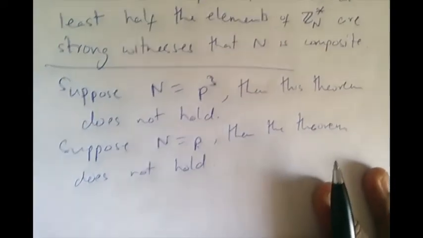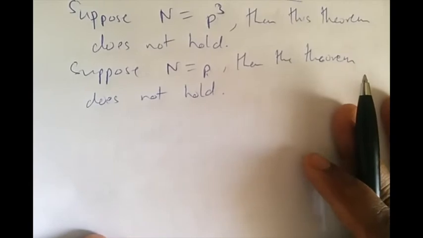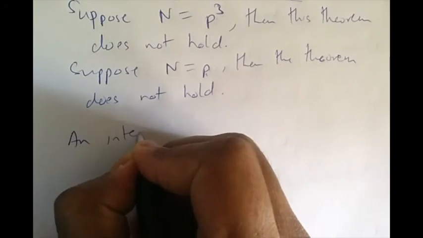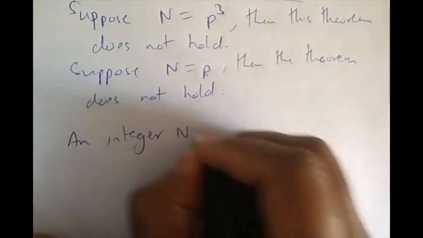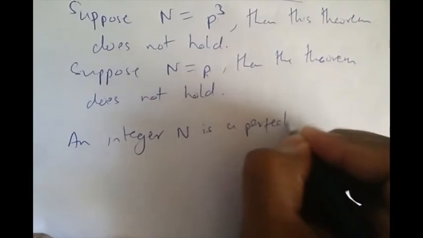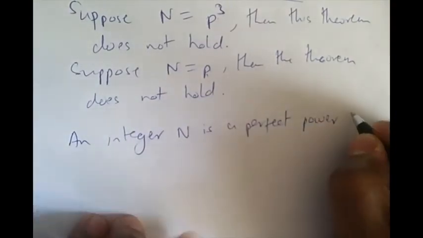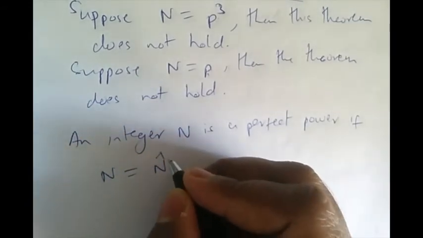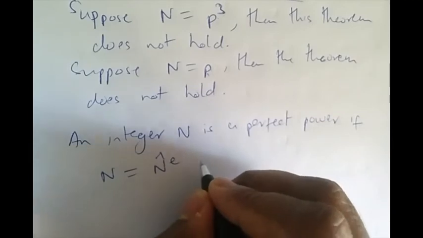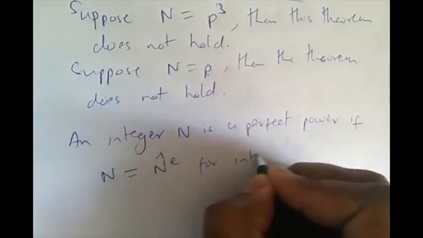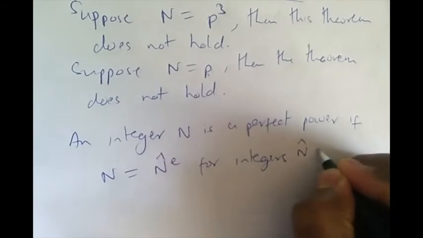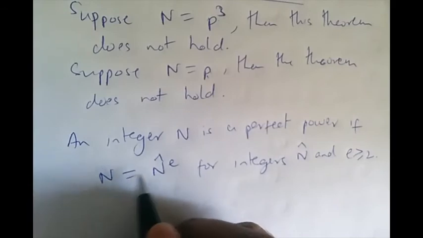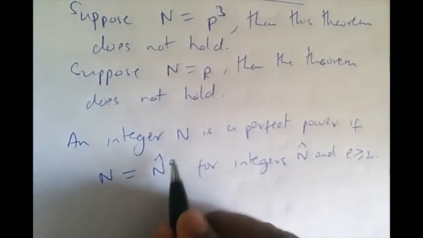For that we'll use an algorithm which can identify perfect powers. So an integer n is a perfect power if n can be written as n hat raised to e for integers n hat and e greater than or equal to 2. So n is a perfect power: it is some integer raised to e.